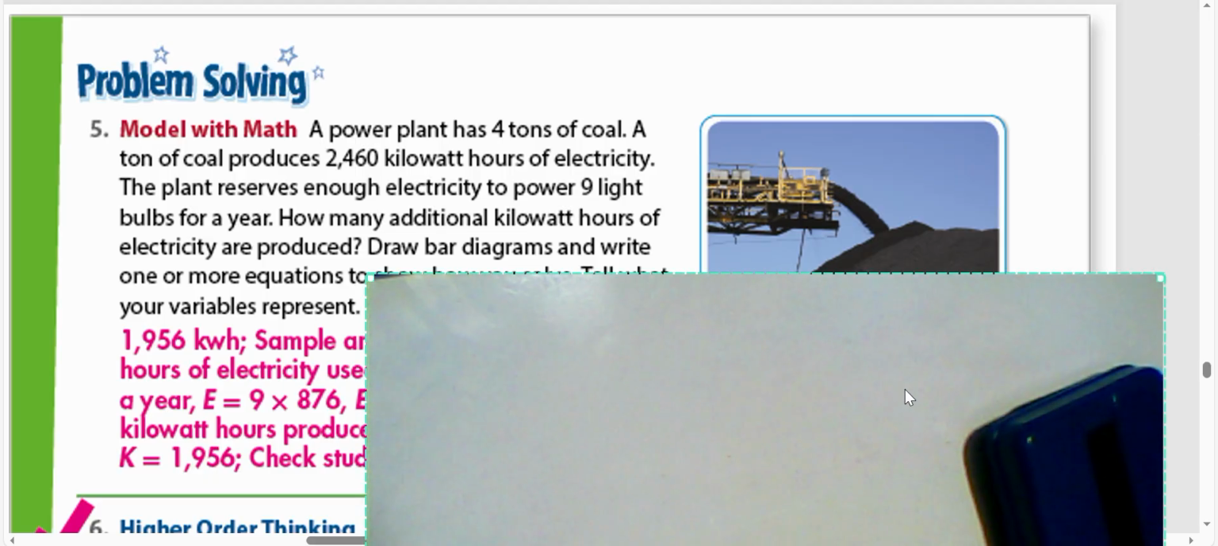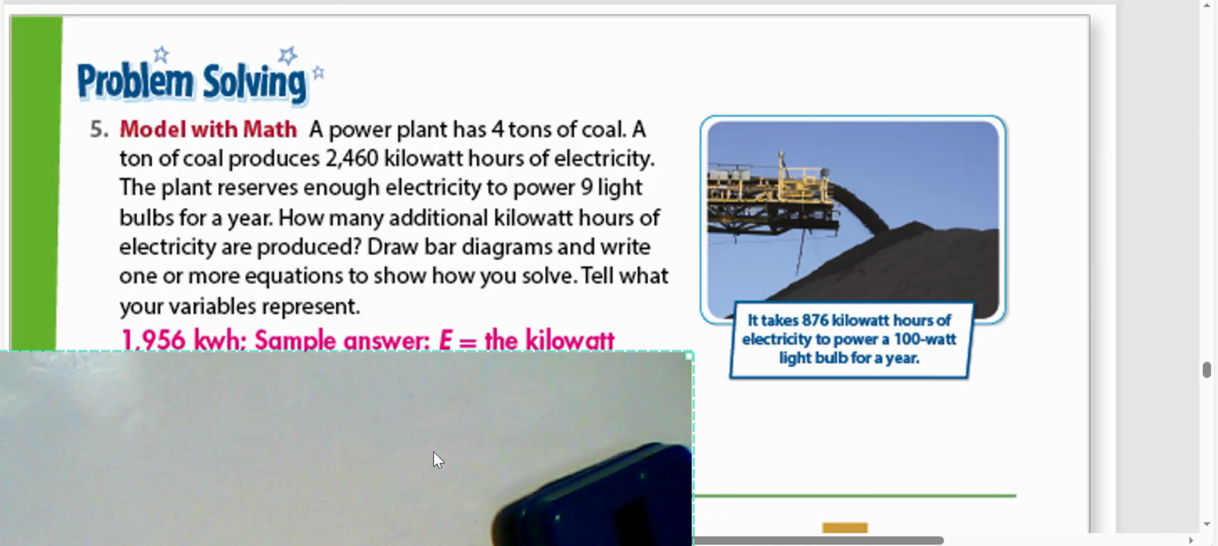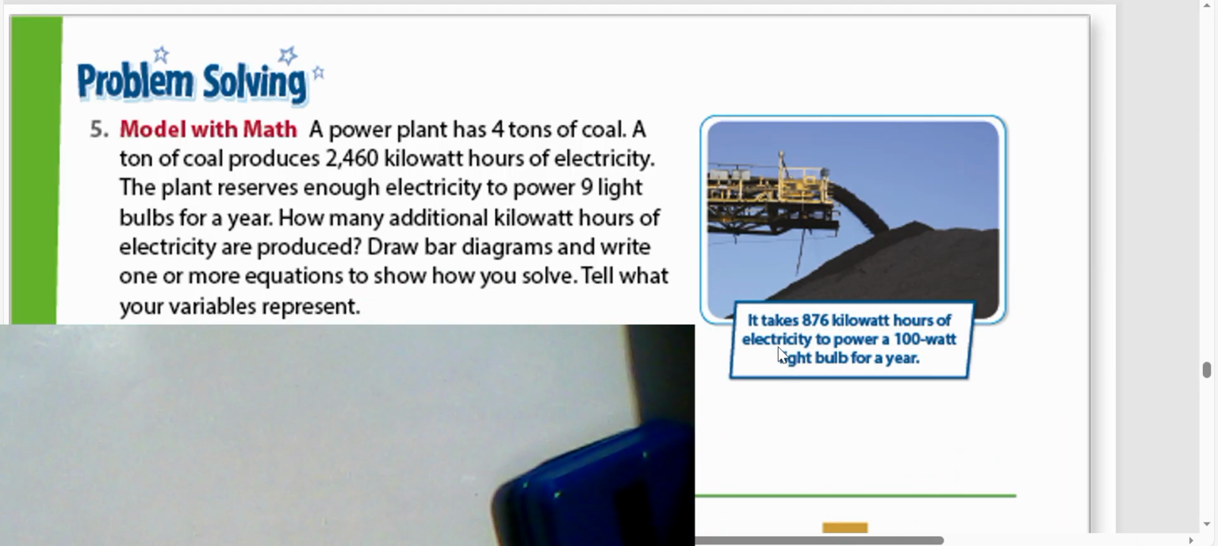Next question. Look at this picture here. Give me the information here. We have this power plant that has 4 tons of coal. Each ton of coal produces 2,460 kilowatt hours of electricity. The plant reserves enough electricity to power 9 light bulbs for a year. How many additional kilowatt hours of electricity are produced to power the grounds? Write 1 or more equations to show how you solve. Tell what your variable represents.